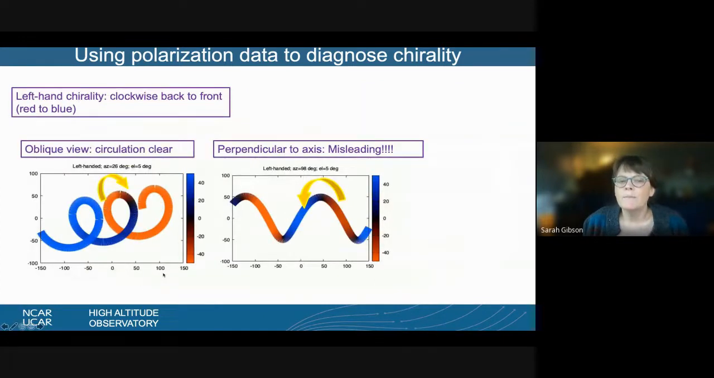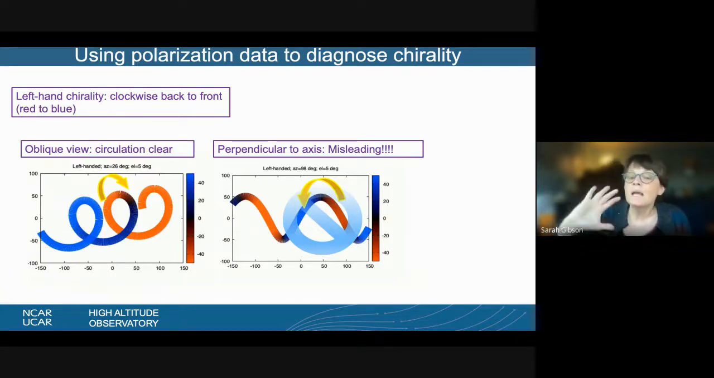And this basically makes the point, taking the left-handed twist and showing 2 snapshots from its movie. On the left is the oblique view, and you can see we've got a circulation about the axis from back to front, red to blue, clockwise, left-handed. On the right, however, this is the view exactly perpendicular to the axis. And if this was misinterpreted as being a view aligned with the axis, it would appear to be rotating counterclockwise back to front, red to blue. And then the prediction of the chirality would be wrong. But the crucial point is that polarization data provides 3D location of a feature. So it can be rotated, and such ambiguities can be cleared up.